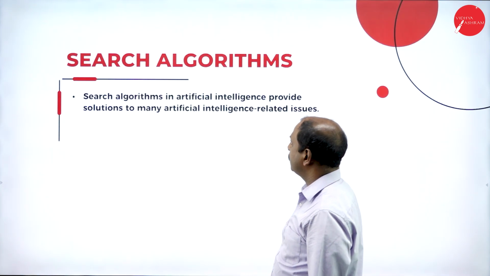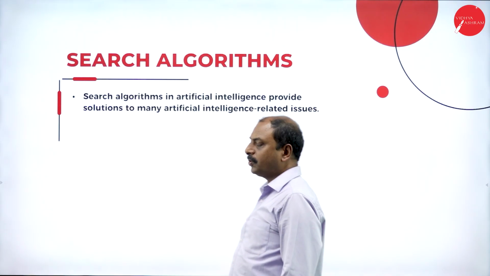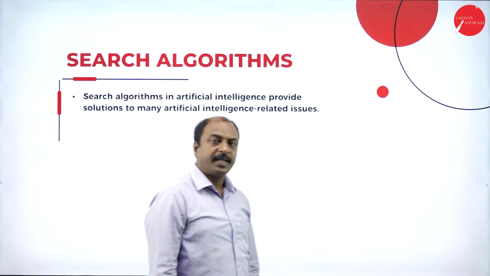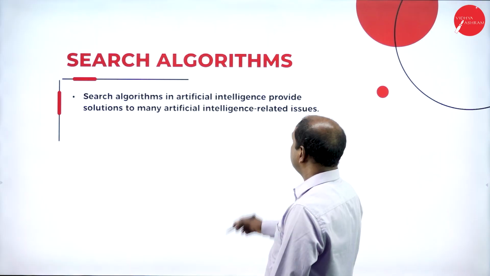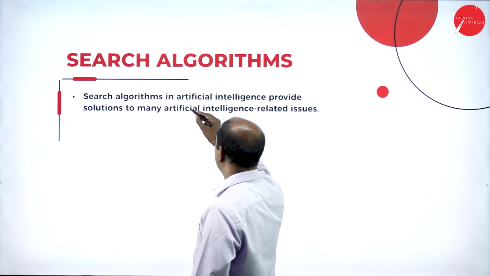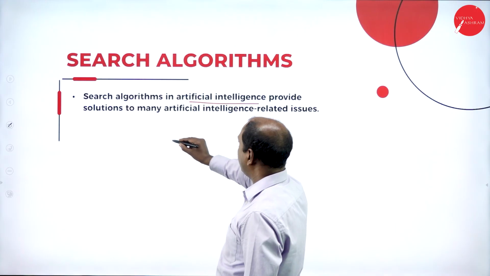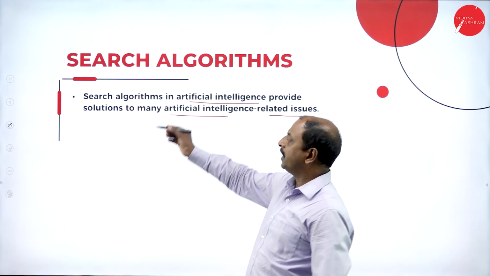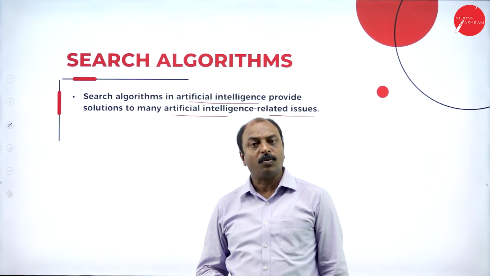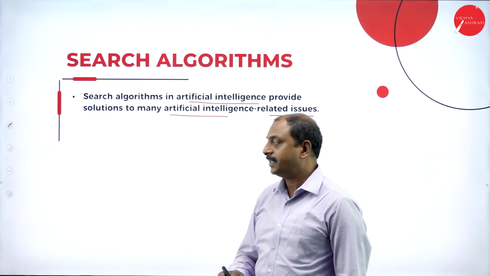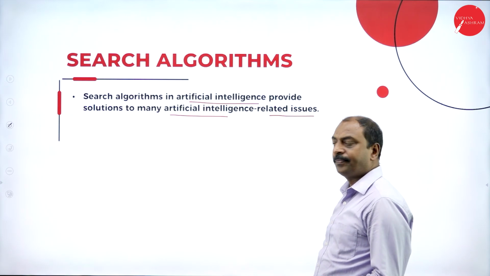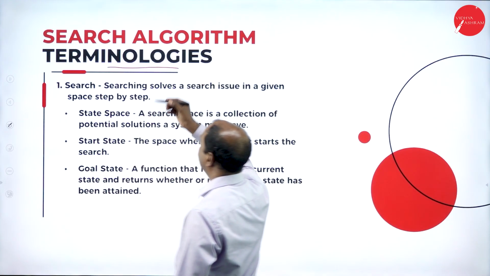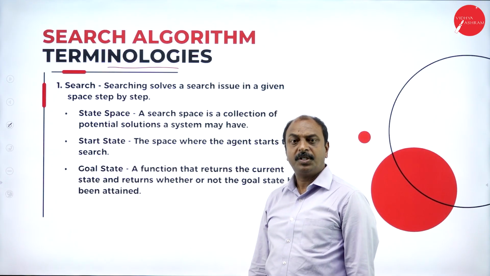Let us start with the definition of search algorithm. Now, we know what an algorithm is. An algorithm is a step-by-step procedure to solve a problem, which is textual in nature. So, what is a search algorithm? The search algorithm in artificial intelligence provides solutions to many artificial intelligence related issues. So, the searching algorithm is one of the components in artificial intelligence. In the next slide, we will see the different terminologies or terms which are related to artificial intelligence.